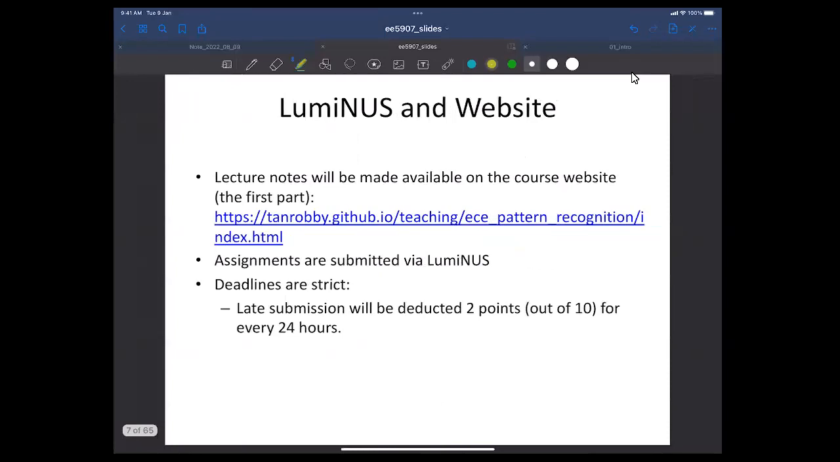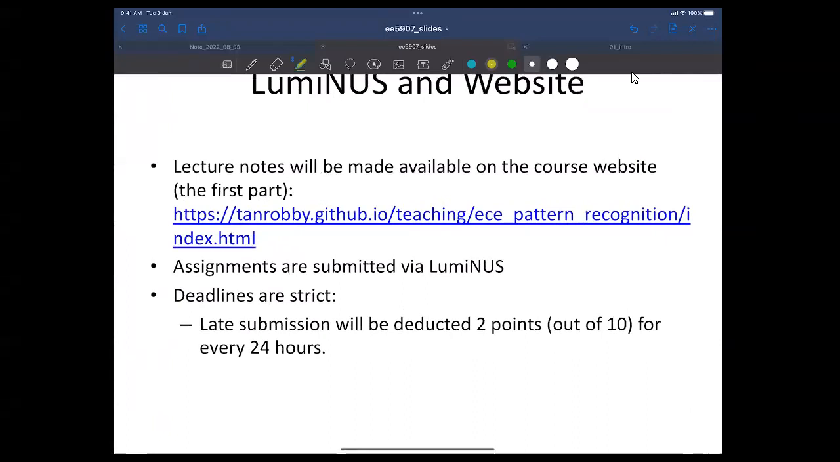Right, so this one is maybe more important. The information is on Luminous, especially the website. Right? For this website, you can visit that link. I cannot click.